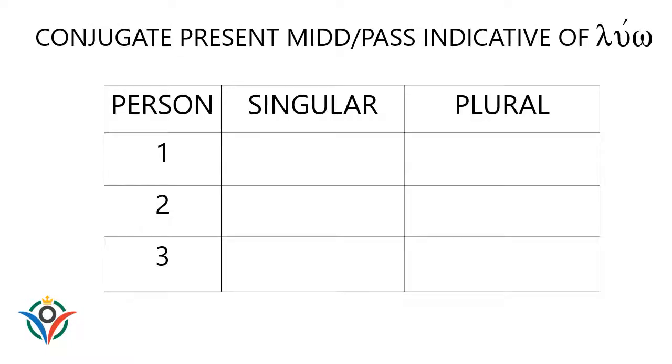Let us now practice conjugating the present middle passive indicative of luo. So let me write down the stems for us first, which is lu.